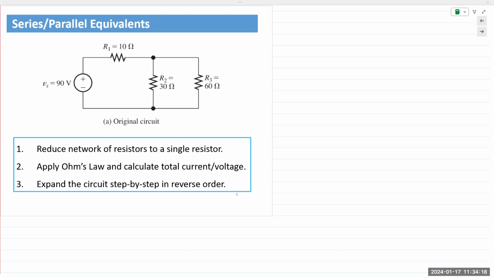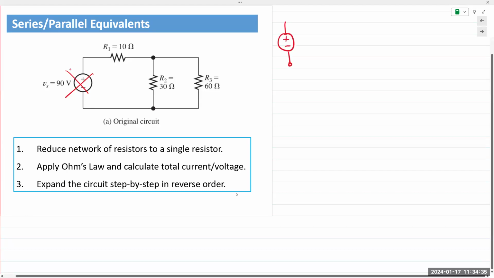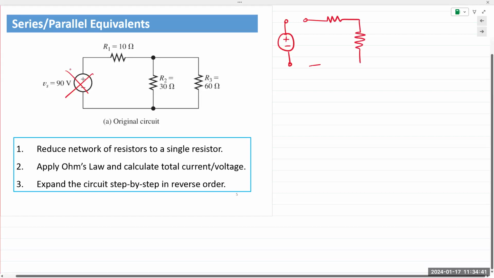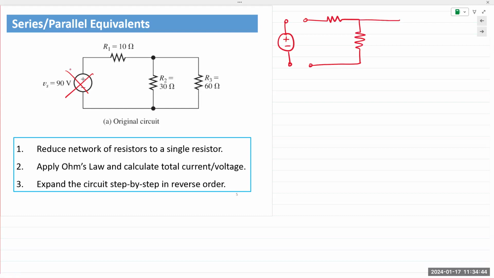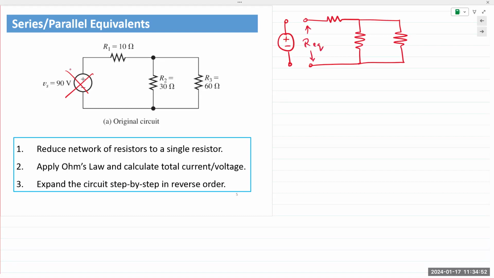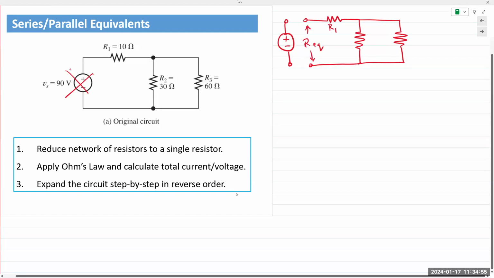So first thing to do is we remove the source from the circuit so that we have open terminals. And once we have open terminals, we will determine Req between those open terminals. You have R1, R2, and R3.